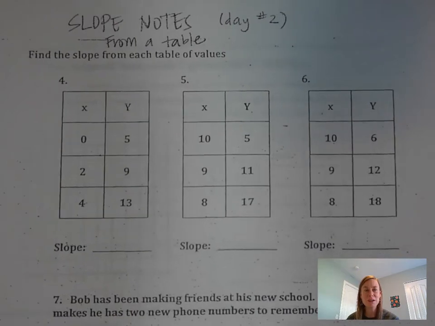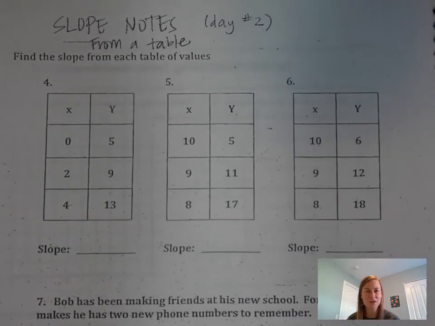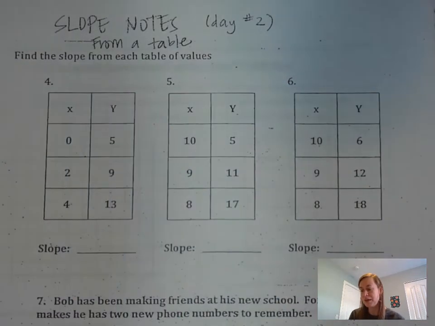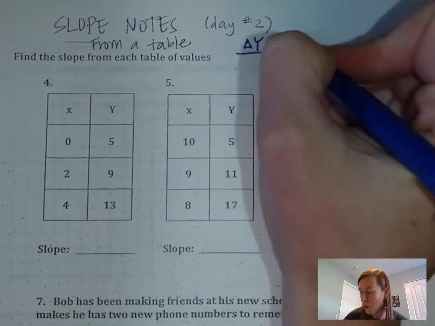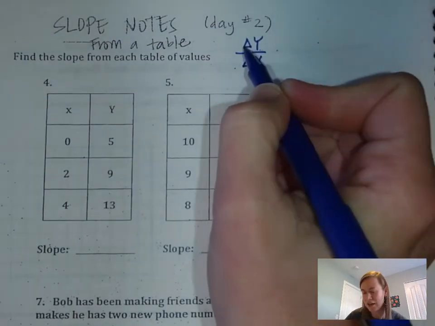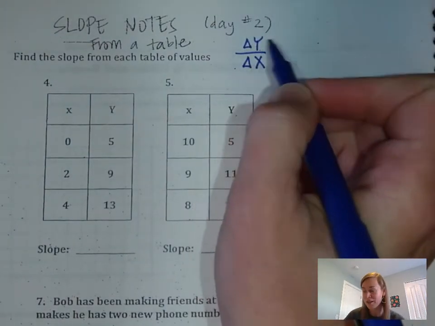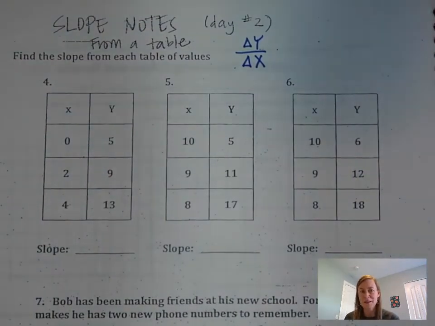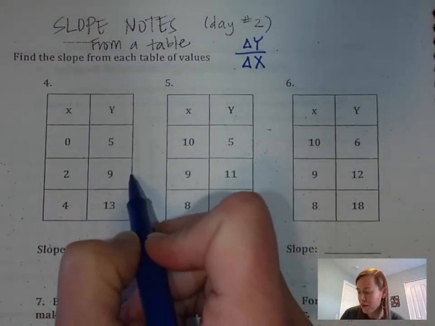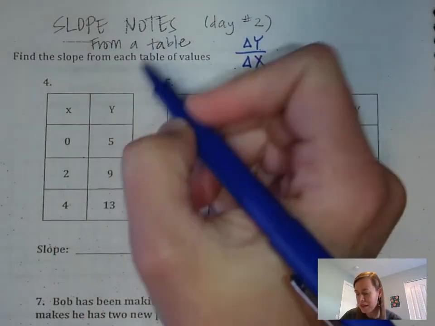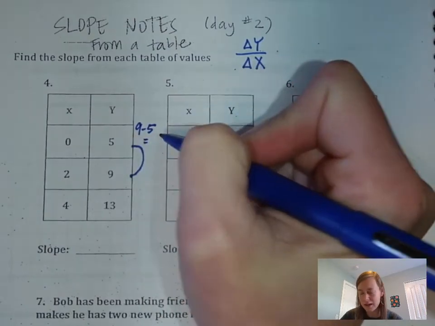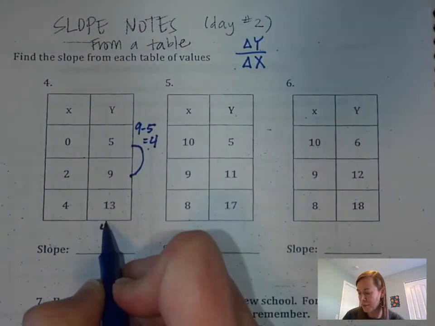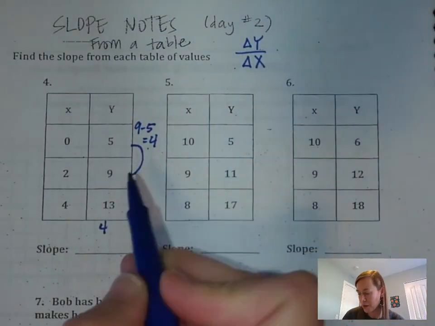So we've got some tables, which is great practice from all those tables we were doing a few days ago. It says find the slope from each table of values. So as you remember, when you're finding slope from a table, you need the change in y over the change in x. That little triangle there is called delta. It means change. So the change in y over the change in x. So what I'm going to do is take this number and subtract this number. So I'm thinking 9 minus 5, and that is going to equal 4, right? So 4 is going to be my top number because the change in y is the top number here.